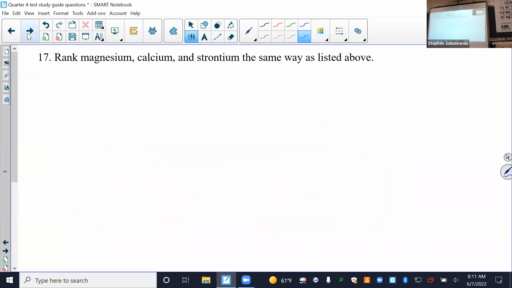All right. 17, so we're looking for the same rankings for Mg, Ca, and Sr. I believe this will be the last one, because as you can see, it's 8:11 on a school day. I'll follow up with a quick one after this.